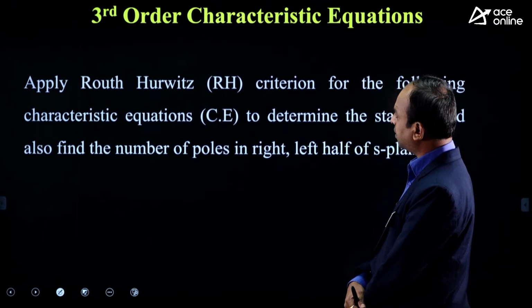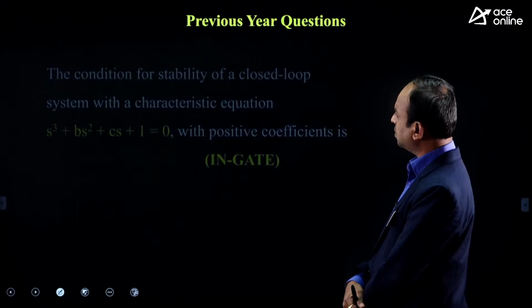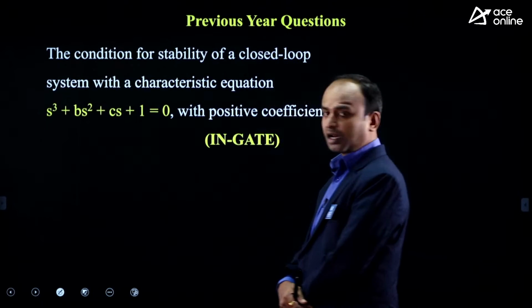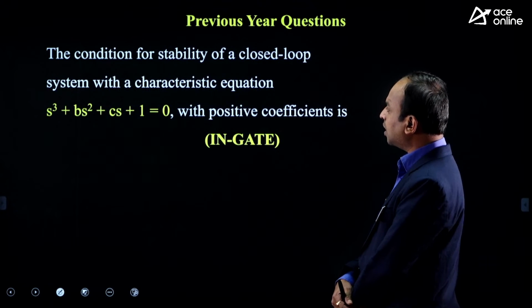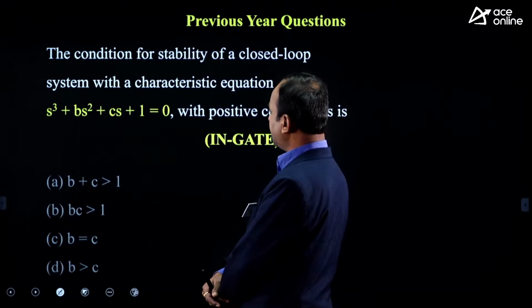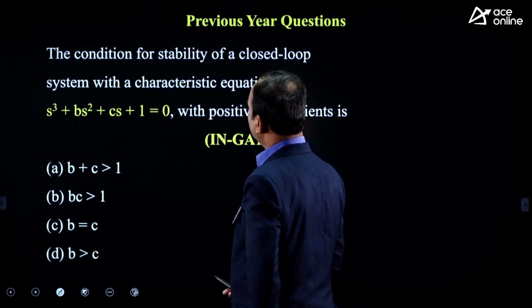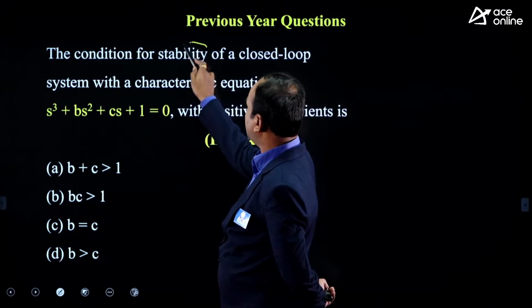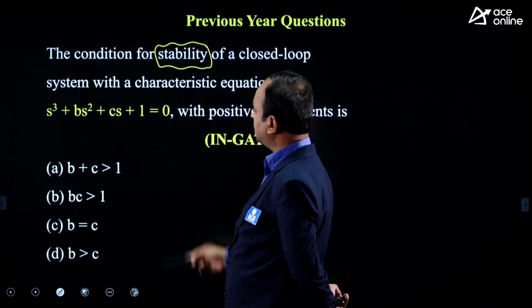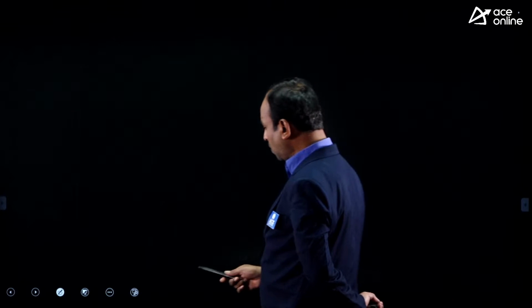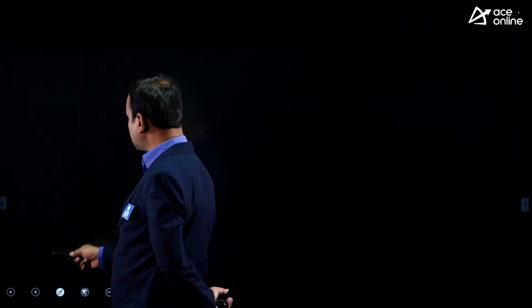First I am starting with a third order characteristic equation. Yes, this question was given in Instrumentation GATE, starting with third order. Simple question. The examiner is asking the condition for stability. A system having a characteristic equation, the examiner is asking the condition for stability. This characteristic equation is given.